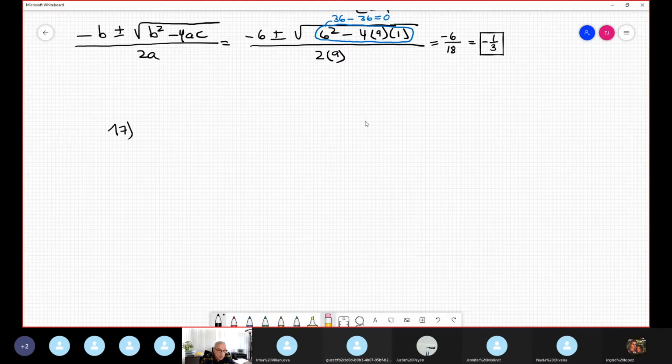Okay, 17 is a little bit different. It's 3x parenthesis x plus 3 is equal to negative 1. So this equation is completely crazy. It's a completely disorganized equation, no? So you need to manipulate it a little bit in order to express it in standard form. Standard, remember, is ax squared plus bx plus c equal to 0. This is the standard form.